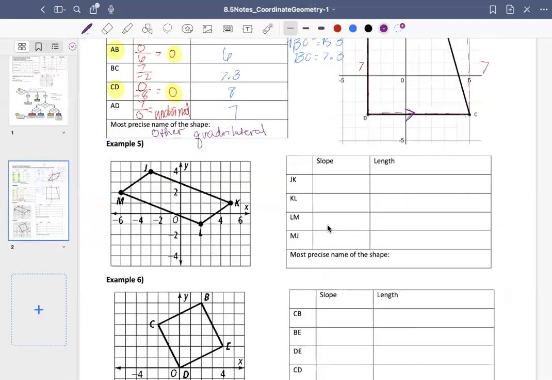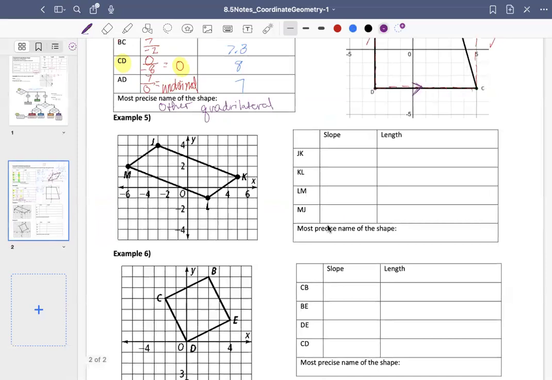Okay, let's do this next one. So we're going to start by finding the slope of all the sides. So JK, we rise 1, 2, 3, and then we run 1, 2, 3, 4, 5, 6, 7, 8. So that has a slope of 3 over -8, because we ran to the left. KL, we have a rise of 2, and then we run to the right 1, 2, 3. In our slope form, that'll be 2/3, not negative.